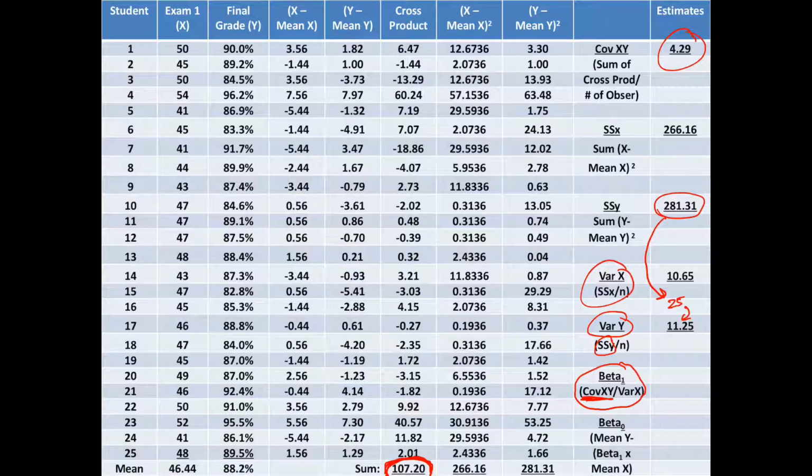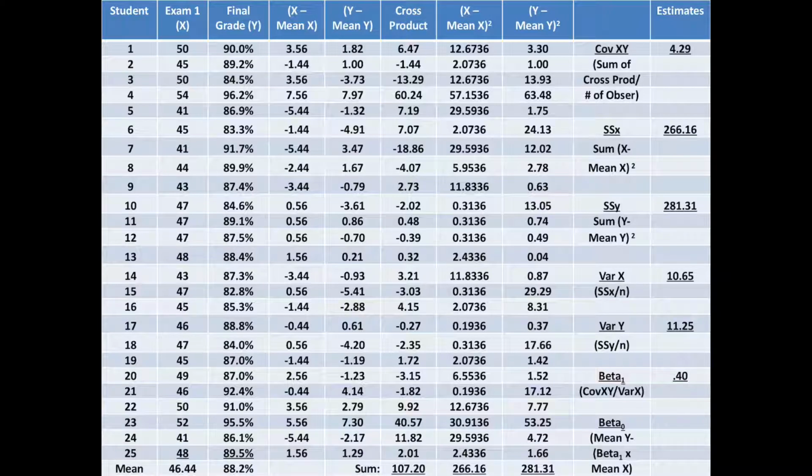And so for the beta-1, what we want to know is what exactly is the slope? How much are people scoring in those quadrants based on the average amount that someone differs in their exam 1 score? And so what we do is we take this covariance of x and y, we divide it by the variance in x, and what we end up getting is 0.4. What 0.4 is going to be is that's going to be the slope of the line that we get in the end. And I'll illustrate this for you in just a second.